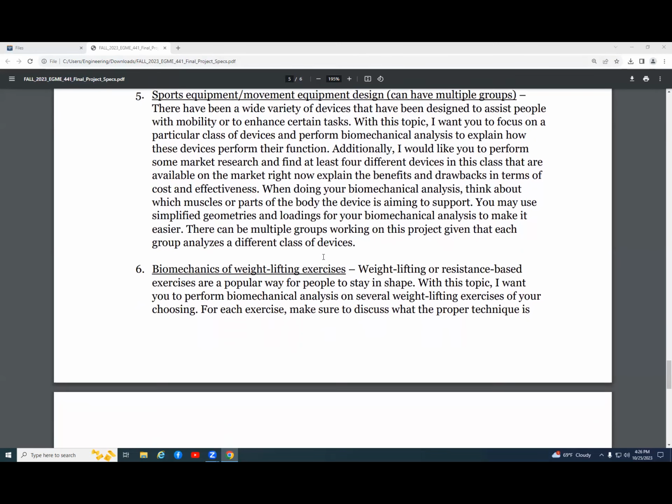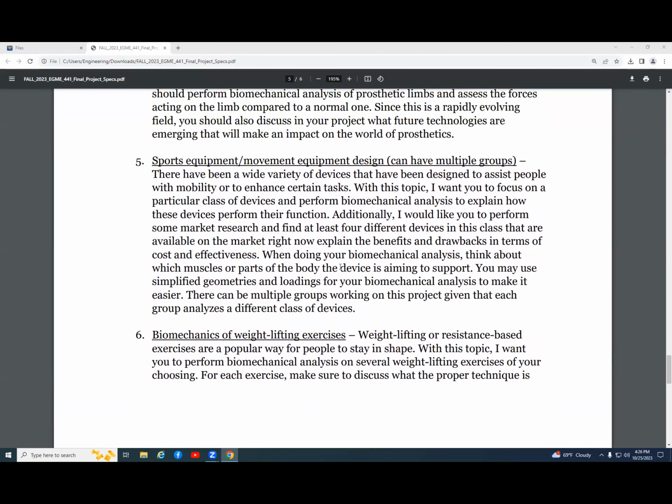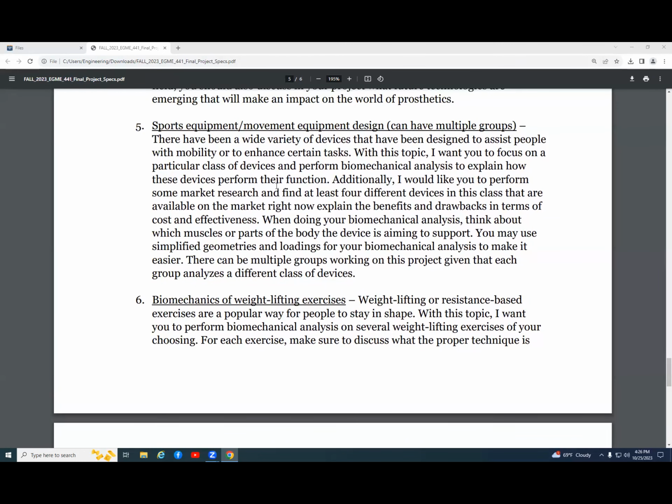Okay, number 5 is a bigger topic, so I call it sports equipment or movement equipment, but it's just any kind of device or assist device that's used for either augmenting movement or protecting the human body. That's what you can do here. There are a lot of different things you can do in this realm.